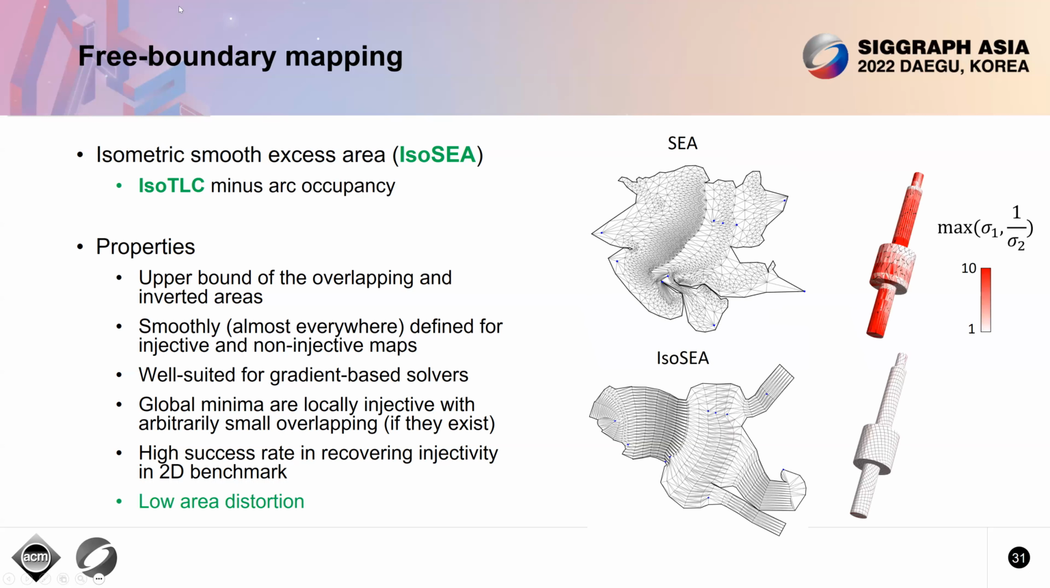Here we map a mechanical model into the plane with several positional constraints. Both SEA and IsoSEA successfully produce an injective map, but IsoSEA greatly reduces area distortion. Next, we show more experimental results.